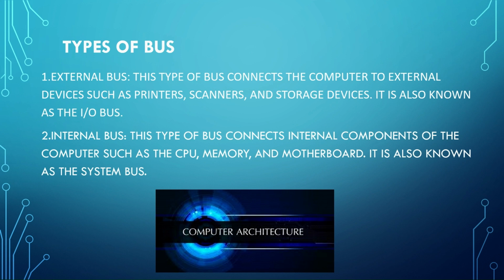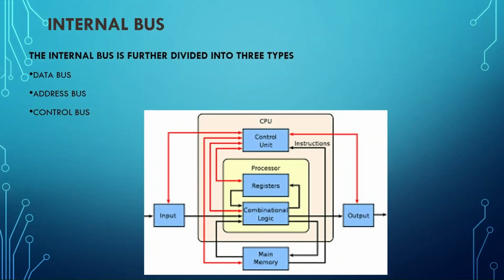Now talking about the internal bus, also known as the internal data bus, memory bus, system bus or front side bus, it connects all the internal components of a computer such as CPU and memory to the motherboard. Internal data buses are also referred to as local buses because they are intended to connect to local devices. The internal bus is further divided into three types: data bus, address bus and control bus.